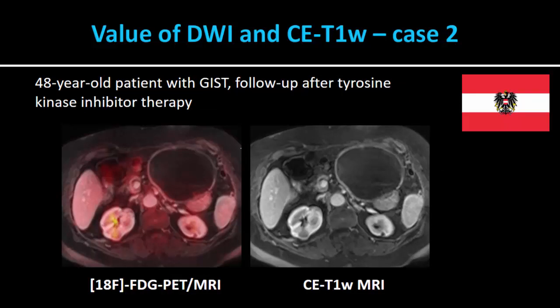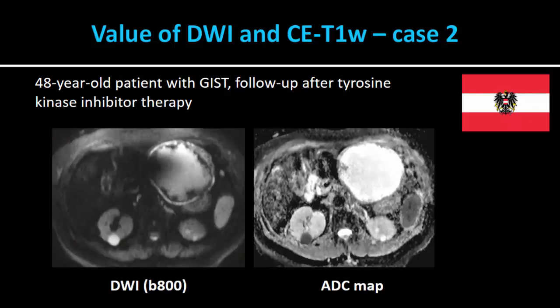Another case, a patient with GIST follow-up after Gleevec therapy, which is pretty standard in these patients. So you see this residual lesion here, which is obviously not FDG avid anymore. The contrast-enhanced image doesn't really add much to it. But what do we see on DWI? So if you look at the capsule here, there seems to be some mild diffusion restriction maybe. It's unclear whether or not this is really of any value in this case.